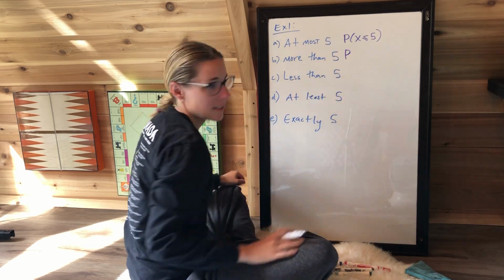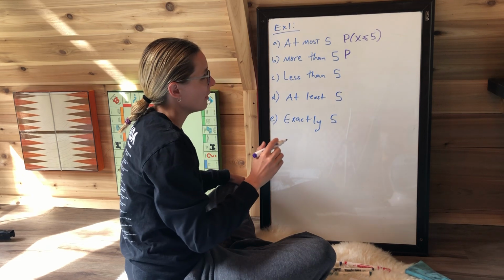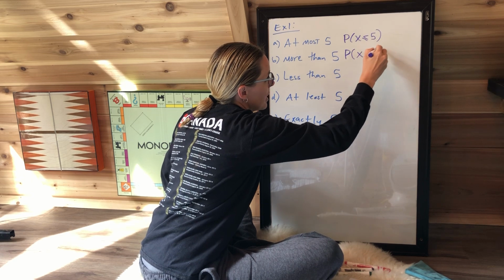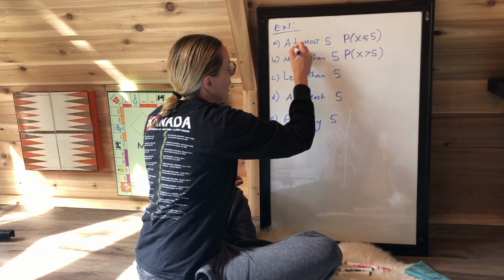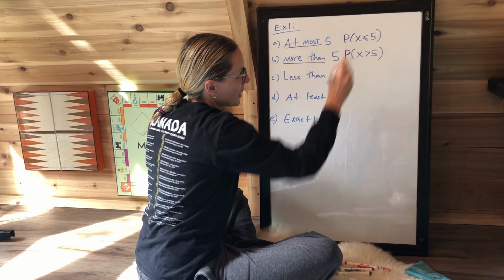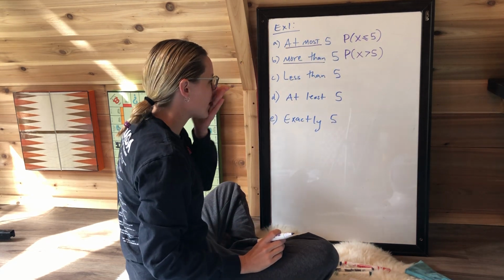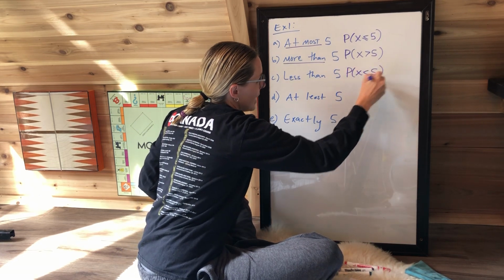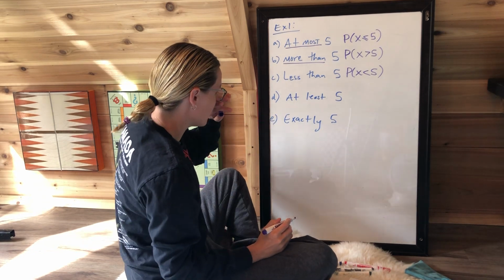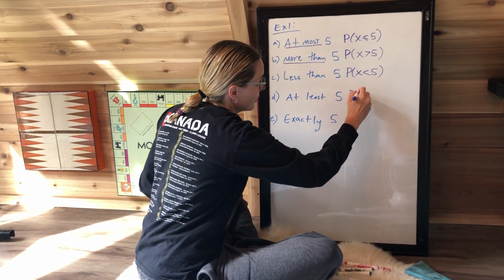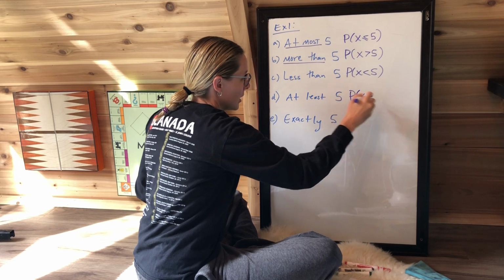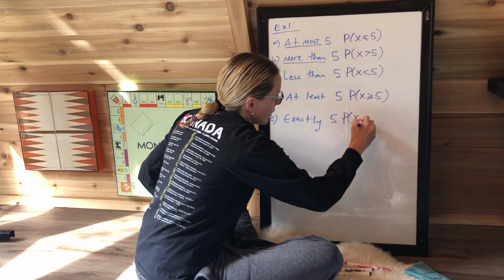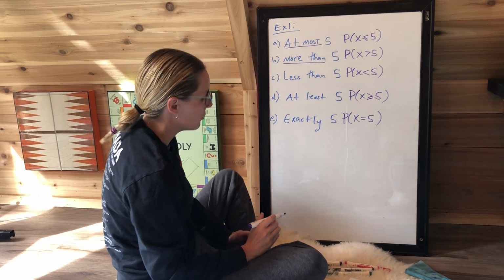More than 5. Does that include 5? More than 5 does not. It's specifically saying it must be greater than 5. Okay, so you're taking all of these words, at most, more than, and converting them into the inequality symbol. Okay, less than 5, again, does not include 5. It has to be specifically less than 5. Up to 5, but not including 5. At least 5, at least means it's greater than. It does include 5, so it's greater than or equal to. Exactly 5 would be the probability that x is equal to 5.